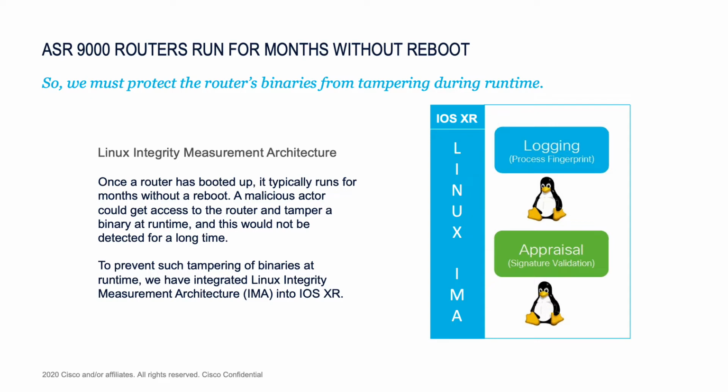It consists of two stages. One is the logging stage and the second is the appraisal stage. Now what happens is Linux IMA checks the integrity of every binary loaded into memory at runtime. Every binary carries a Cisco issued signature. Now the Linux kernel validates the signature using Cisco's public IMA certificate that is stored in the hardware-based Trust Anchor module, or TAM. During the measurement mode, the hashes of all the binaries are logged into a secure location.